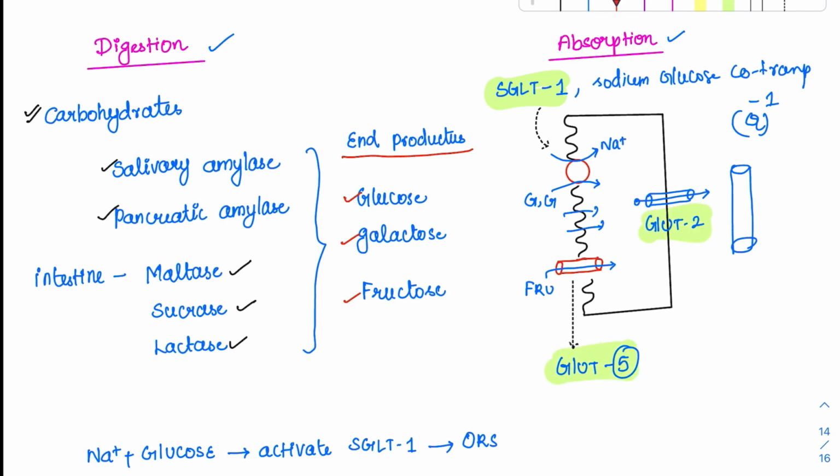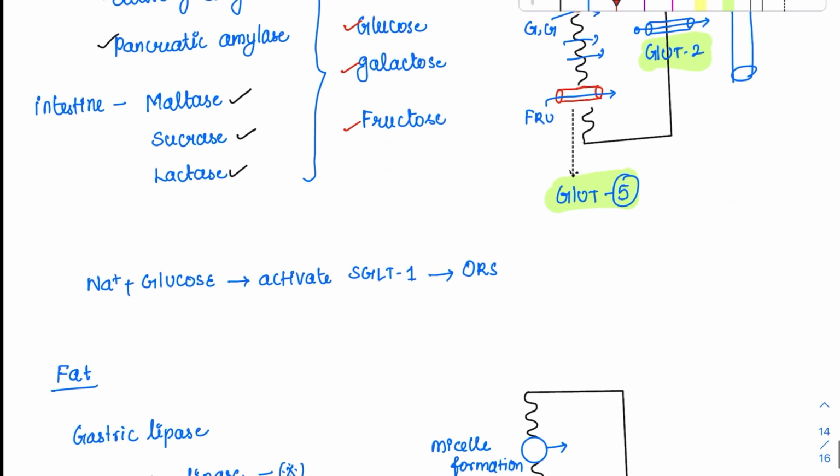This SGLT1 has one more clinical significance in the mechanism of oral rehydration solution. The oral rehydration solution we use has sodium and glucose. Usually both of them are combined and given in an ORS. What is the reason? Because they are efficient. When both are available, they efficiently activate this SGLT. So both the electrolyte imbalance as well as the glucose intake can be corrected simultaneously in case of severe vomiting or diarrhea where the ORS is given.